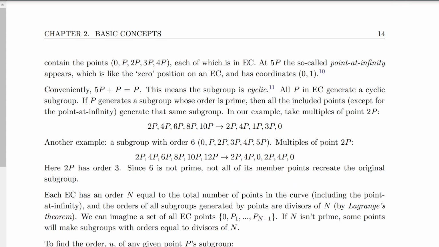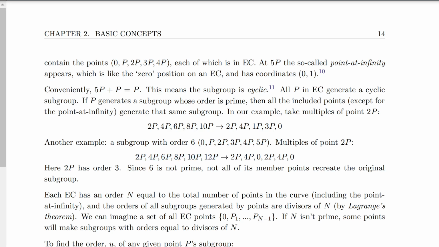And if we contrast that with a subgroup of order 6, which is a subgroup whose order is clearly not prime, and we have these 6 elements, in this case, now we're going to take 2P from this subgroup, and we just do the straight up multiples: 2, 4, 6, 8, 10.